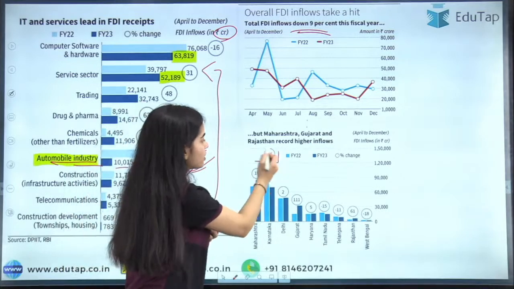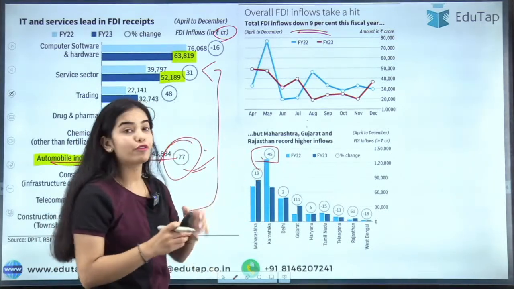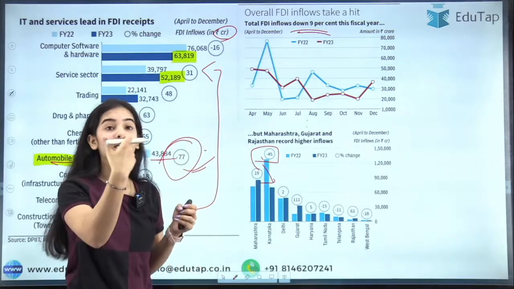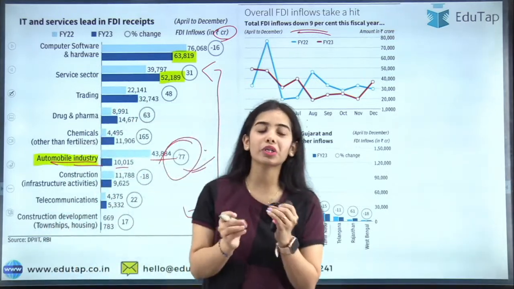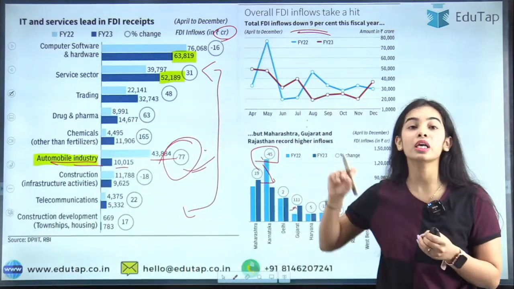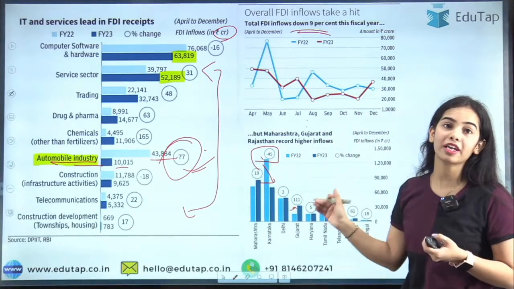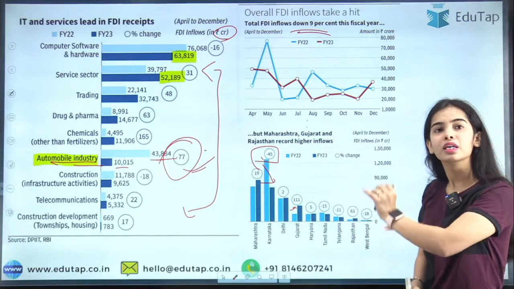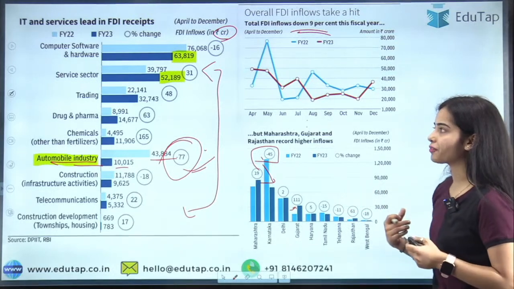The highest decline in FDI inflows among states is in Karnataka, and the highest growth is in Gujarat. These are some important points that can help you in the examination and in answer writing also. So these points regarding FDI inflows can be important. Remember the important points from these three diagrams, nothing else you need to understand from this.